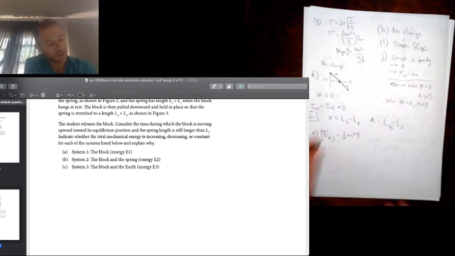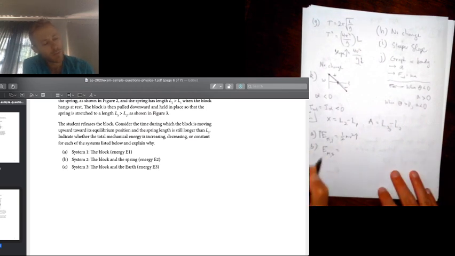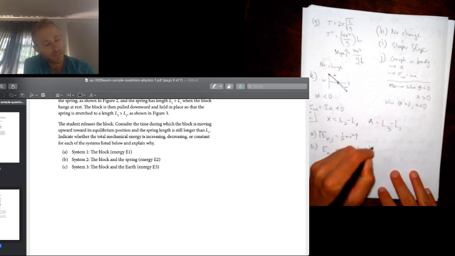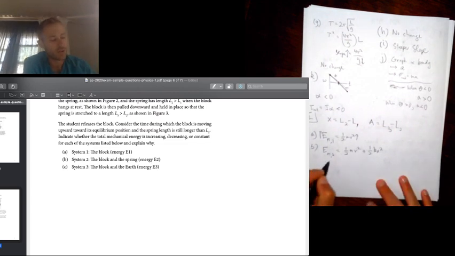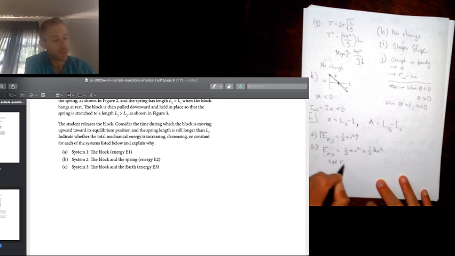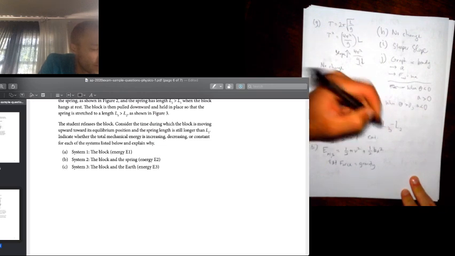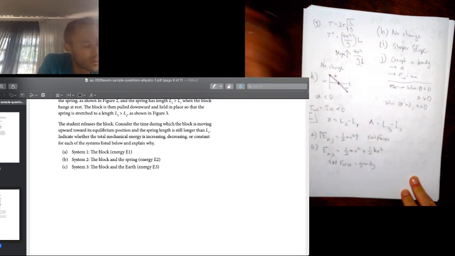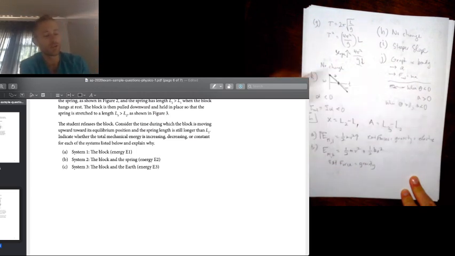So if we consider the block and the spring, then the mechanical energy is both kinetic and elastic potential. And then we have an external force, which is gravity. So in system 1, the external forces are gravity and elastic. But in system 2, we're including the spring in the system, so the external force is only gravity.